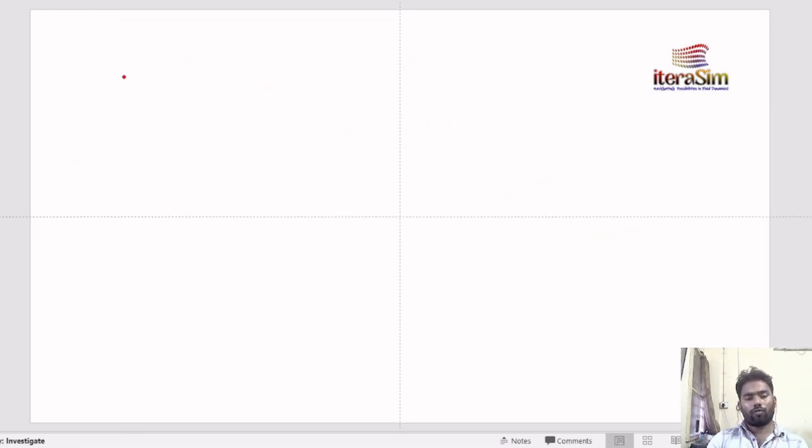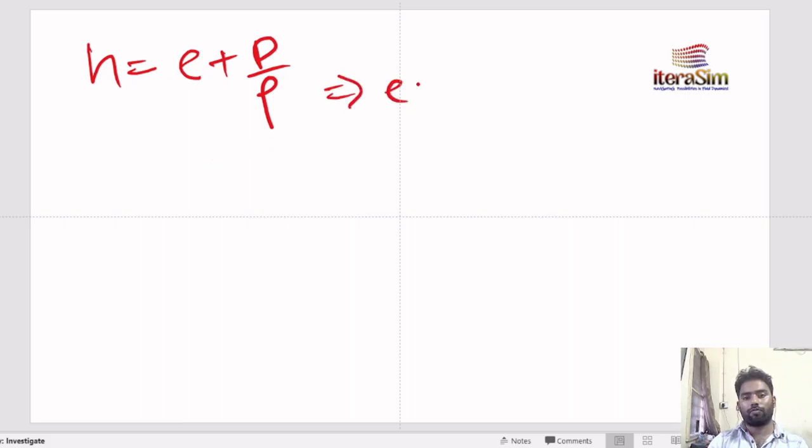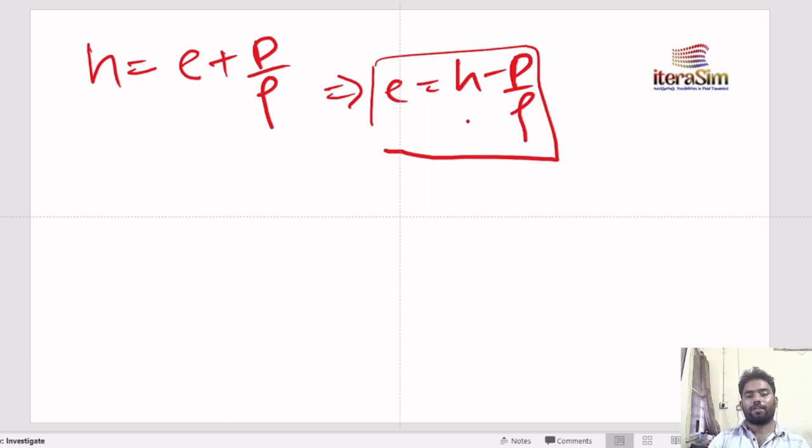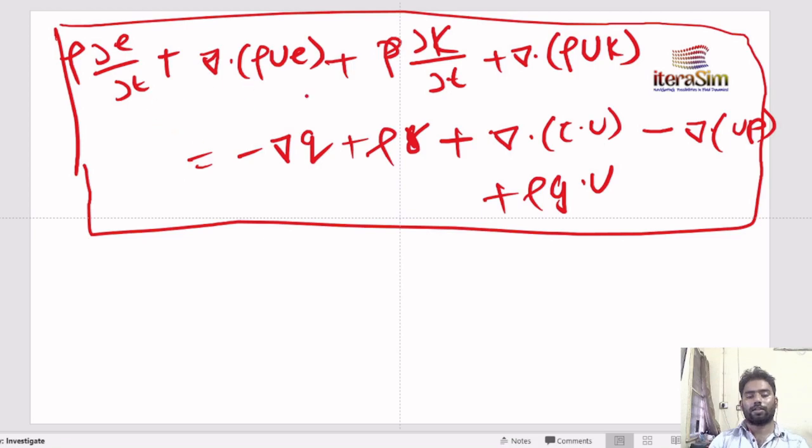If you want to write the enthalpy in terms of the internal energy, we can write H equal to E plus P upon rho. Now from here we can get E equal to H minus P by rho. This is the term that we are going to put into this equation. We are going to replace the internal energy with the enthalpy energy.